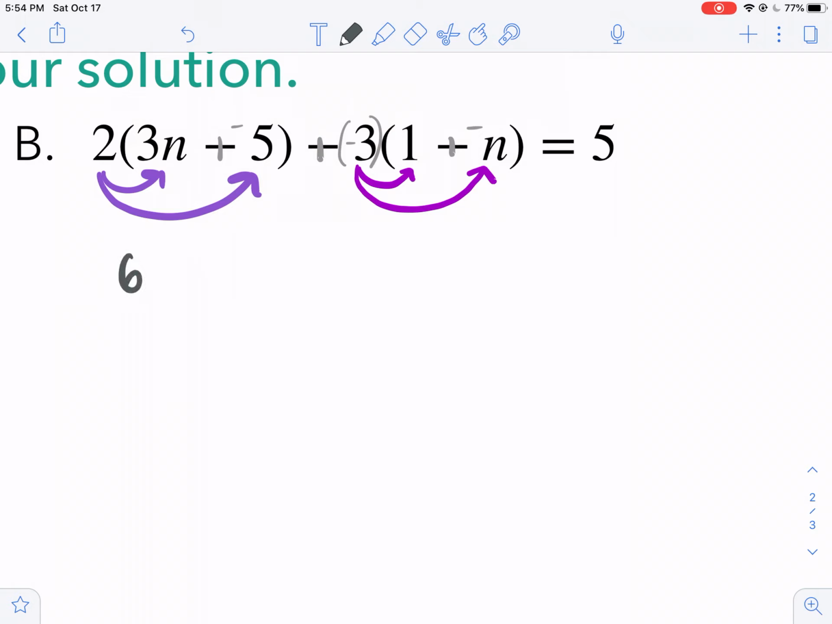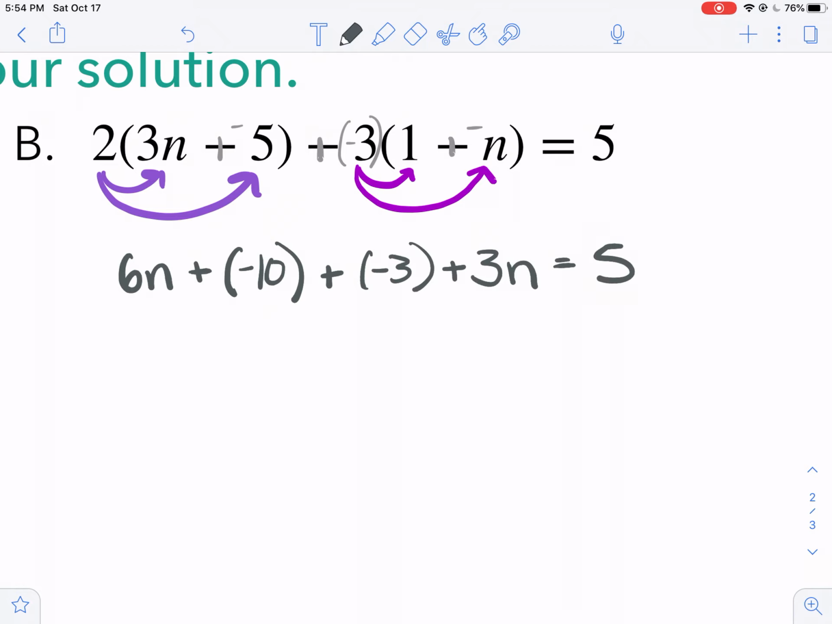2 times 3n, 6n. Plus 2 times negative 5, negative 10. Plus negative 3 times 1, that's just negative 3. Plus negative 3 times negative n. Negative 3 times negative n, that's a positive 3n. Those negatives canceled each other out. And that's why I like to do the plus and negative. Equals 5. Now let's take our like terms and combine them.